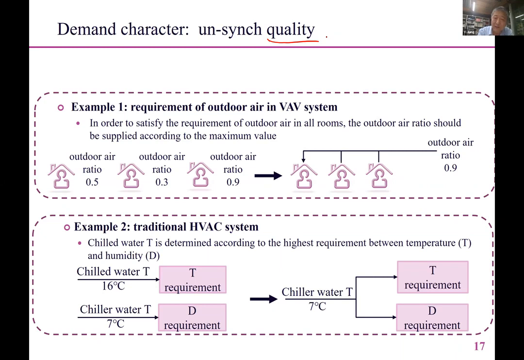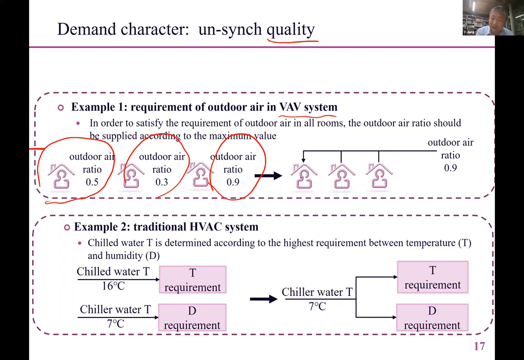For instance, for the air system, you need outdoor air to maintain your indoor air quality. According to the number of people inside, maybe one room needs 50% outdoor air, another room needs 30%, and another room needs 90%.